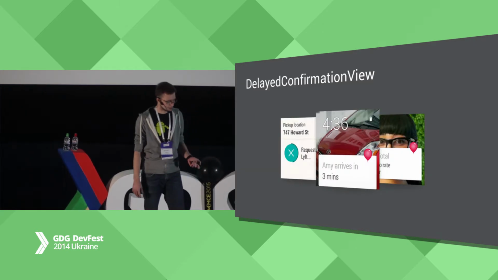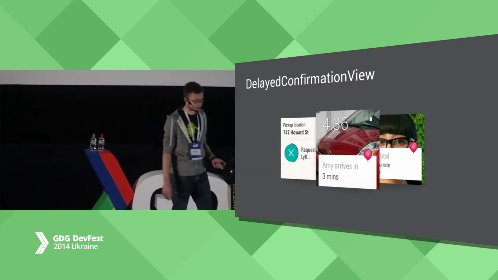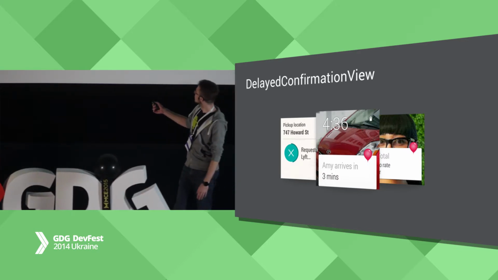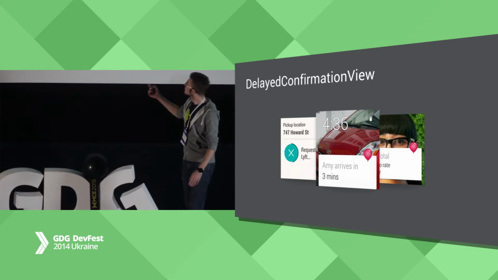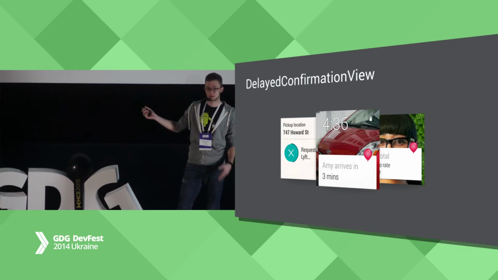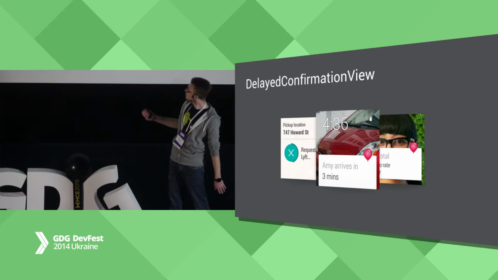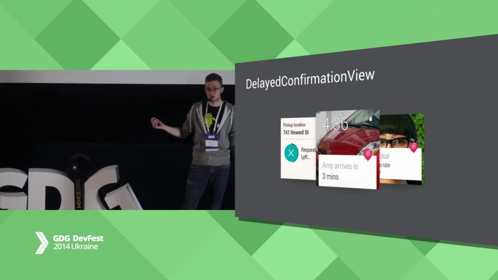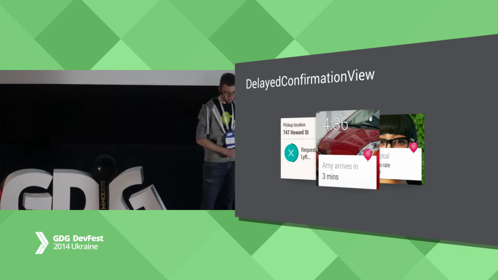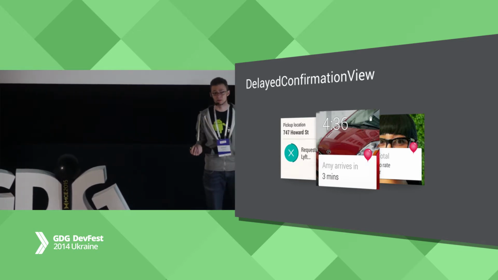And there is a delay confirmation view for that. It will look like on the left, for example, calling a cab. And the cab is requested, that action was called, and we still give some time to the user to change their mind, to basically cancel that action.